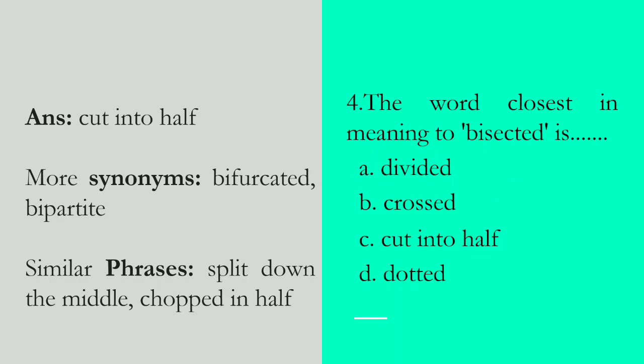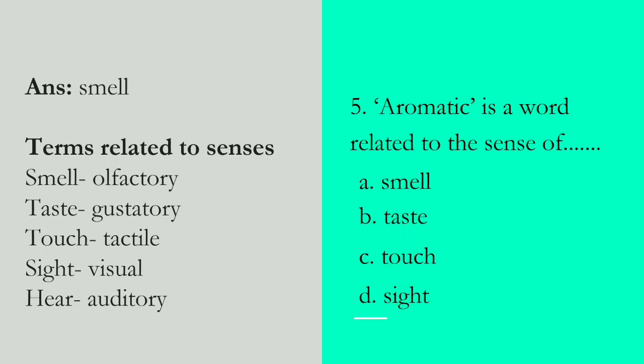More synonyms are bifurcated, bipartite, etc. And there are phrases like split down the middle, chopped in half, etc., which can be used as equivalents for bisection.